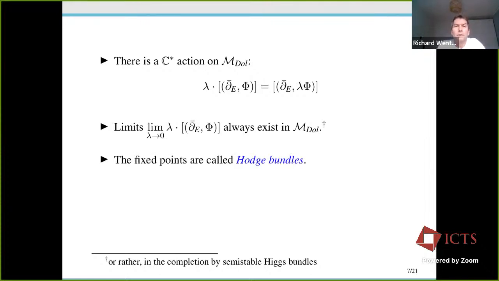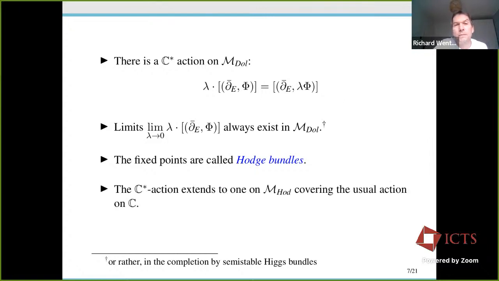And the fixed points of the C-star action are what are known as Hodge bundles. So of course, if phi is identically 0, that gives you a whole family of fixed points, and that's just the moduli space. That component is just what I called N earlier on, the moduli of stable bundles. But there are other fixed point loci, and those are called Hodge bundles. And then one other little note here is that the C-star action extends over the twistor space to cover the usual action on P1, in particular over C.